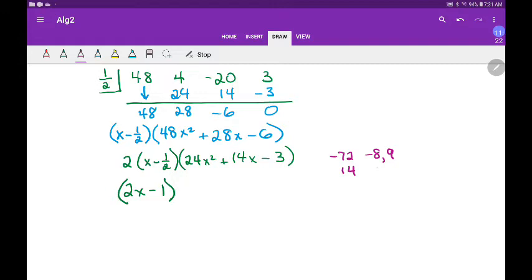Let's see, what else could we say? We could say 18 is a factor, right? And negative 4. 18 and negative 4. That, ding, ding, ding. That's it. 18 times negative 4 is negative 72. 18 plus negative 4 is positive 14.